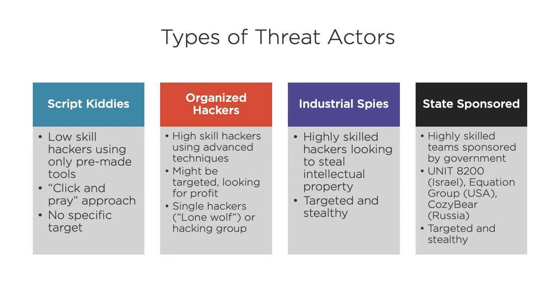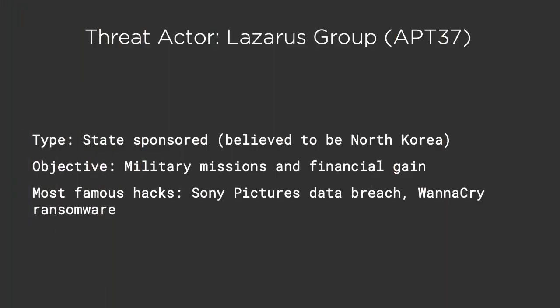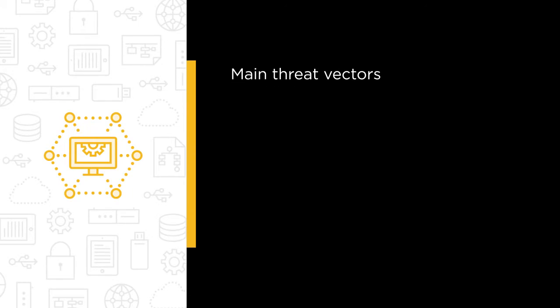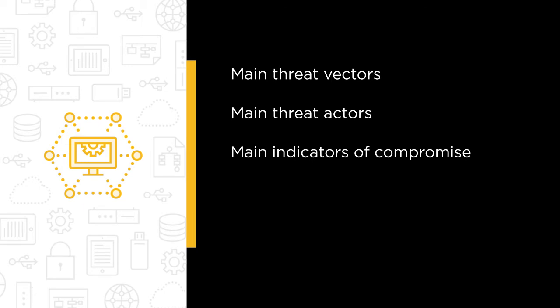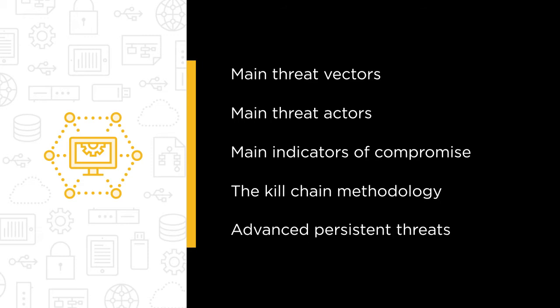In this course, we're going to analyze the main cyber threats and the Q-Chain methodology, which is how the attackers do their job. Here, we cover a few important topics, such as the main threat vectors, such as phishing emails and password attacks, the main threat actors, such as hacktivists and state-sponsored hacking groups, the main indicators of compromise, which will help you to detect threats in your company, the Q-Chain methodology, which is the way that hackers do their attacks, and the advanced persistent threats, or APTs, which are really advanced groups of hackers, or in other words, the nightmare of any cybersecurity professional.